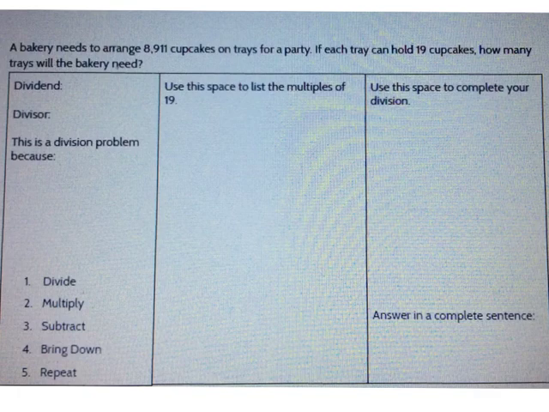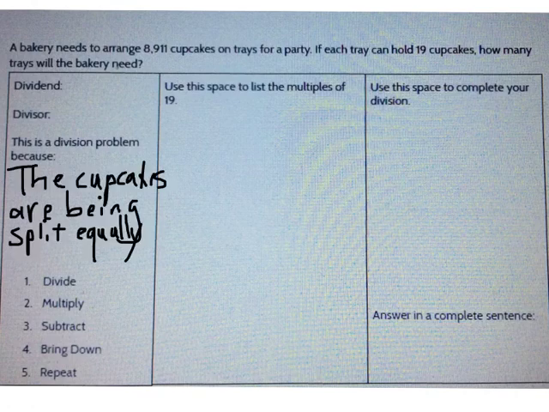Turn to the next page and let's try another example. A bakery needs to arrange 8,911 cupcakes on trays for a party. If each tray can hold 19 cupcakes, how many trays will the bakery need? Well, this is a division problem because the bakery is splitting the cupcakes into equal groups of 19.